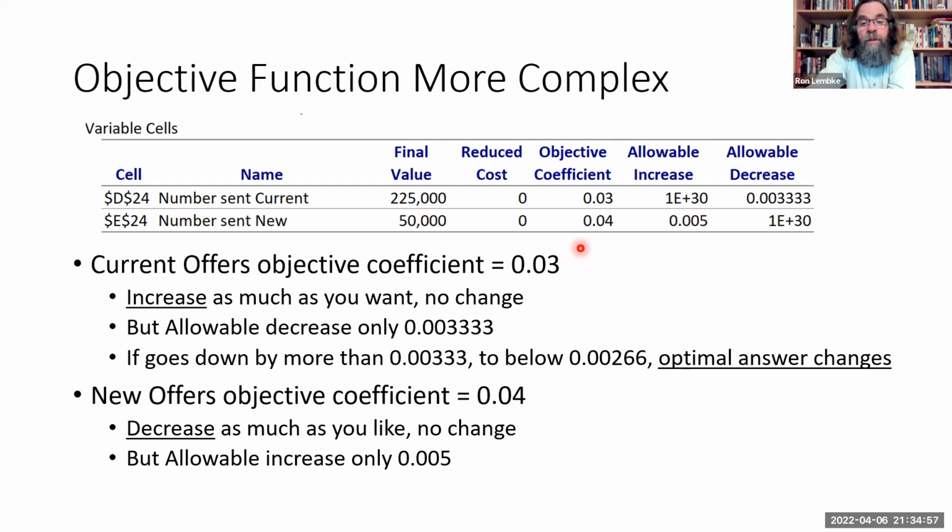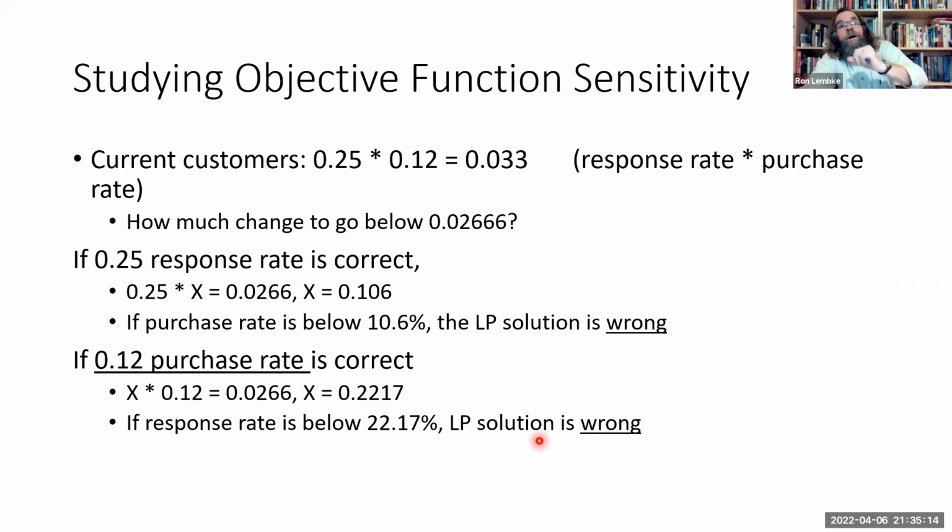And then similarly, with the number of new customers buying cars, right now we think it's 0.04. If that were to increase by 0.005, so it would go up to 0.045, it's not that big a change. And so it's worth thinking about where those numbers come from.